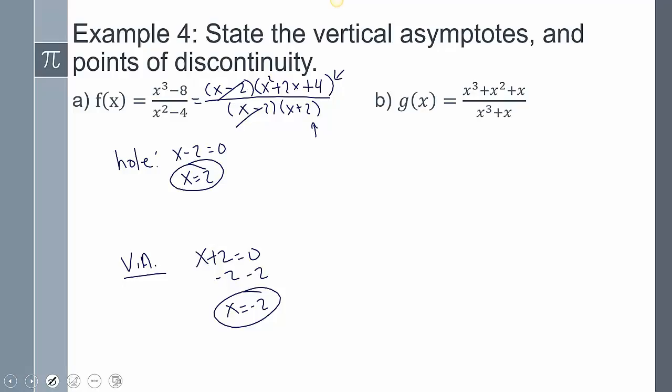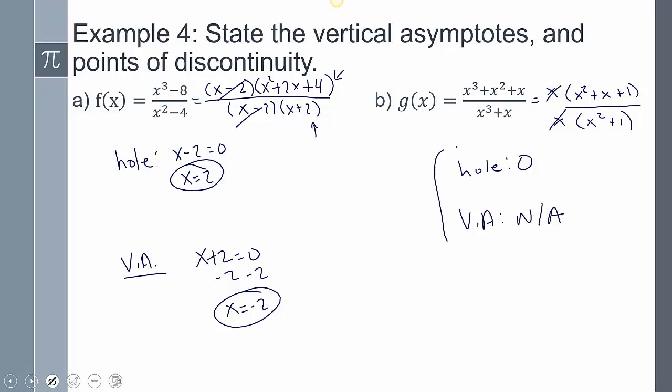Now my g of x, so if I factor, I get x squared plus x plus 1 over x times x squared plus 1. Well, these cancel out, and so I do have a hole, and that's going to be at 0, but there's nothing else that cancels out here, and so I actually don't have any vertical asymptotes. And so that's going to be my answer.